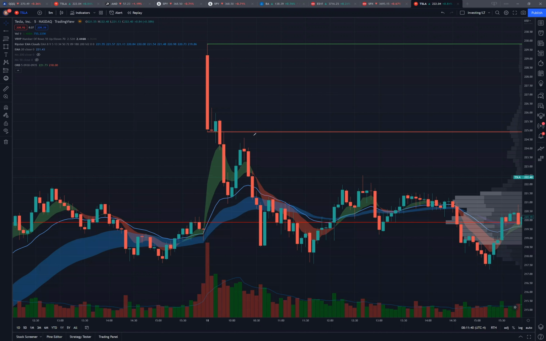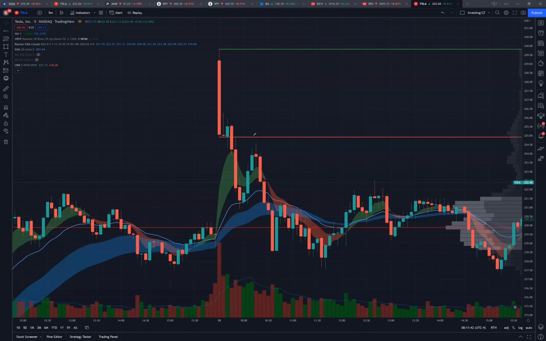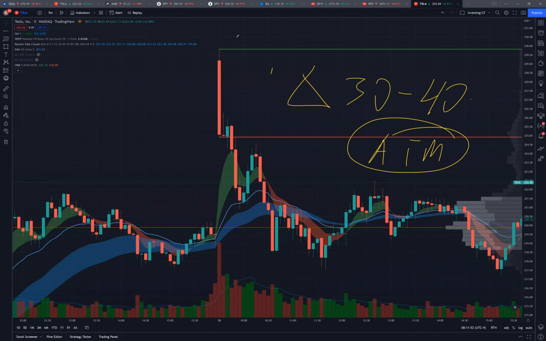Also consider Delta, right? Delta is going to help you navigate which strikes to pretty much select. And if you have a Delta reading of 30 to 40, you're going to be closer to the at the money options that do act a little more like the equity themselves. 50 plus, the deeper you get in the money, the more it is going to act like the equity.